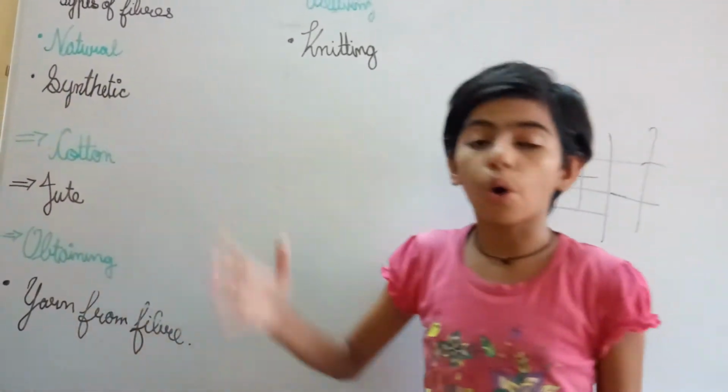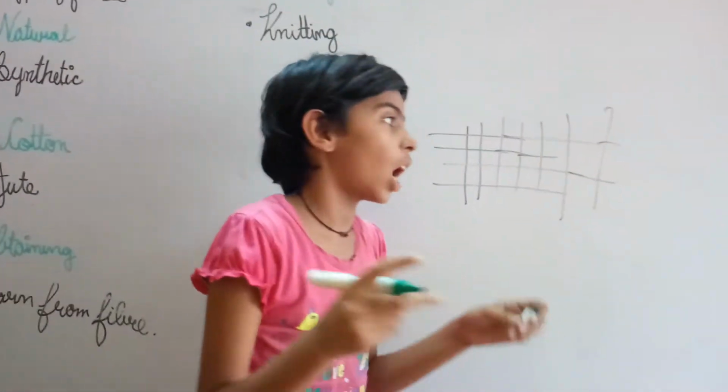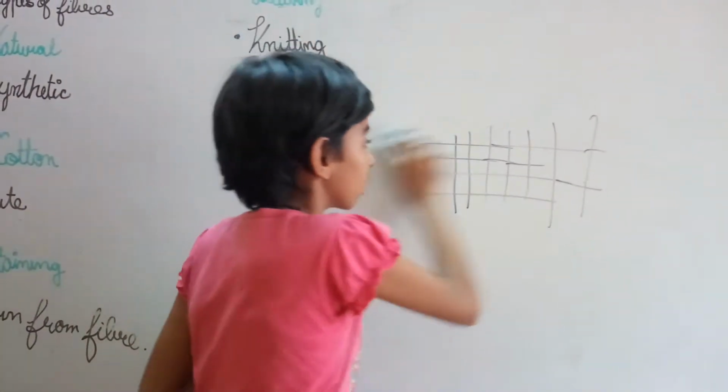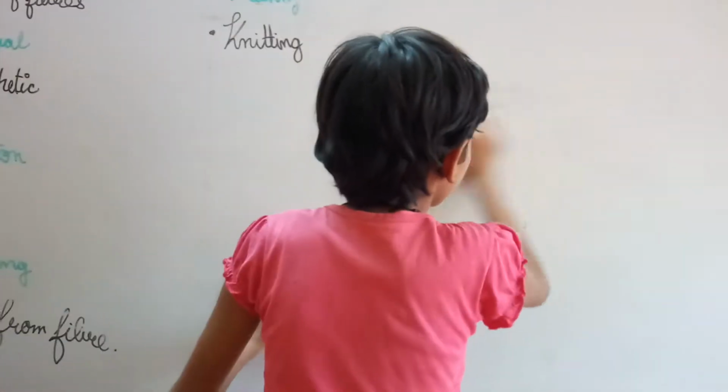Now we are going to learn about how cotton comes into our life, and how we now wear cotton clothes. Cotton is a shrub which grows well in black soil, and it needs warm temperature. That means more water and humid climate.